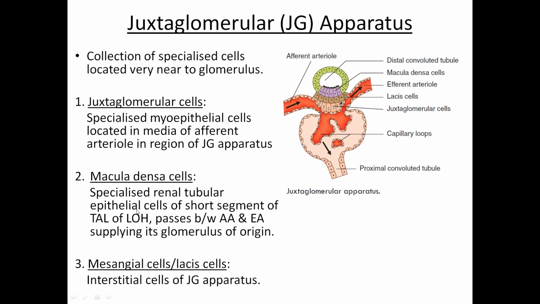Then the second very important cells are the macula densa cells. These are also specialized renal tubular epithelial cells. Here, these are the macula densa cells. They are present in the cells of the short segment of the thick ascending limb of the loop of Henle. I just referred to them when I was talking about the juxtamedullary nephrons.